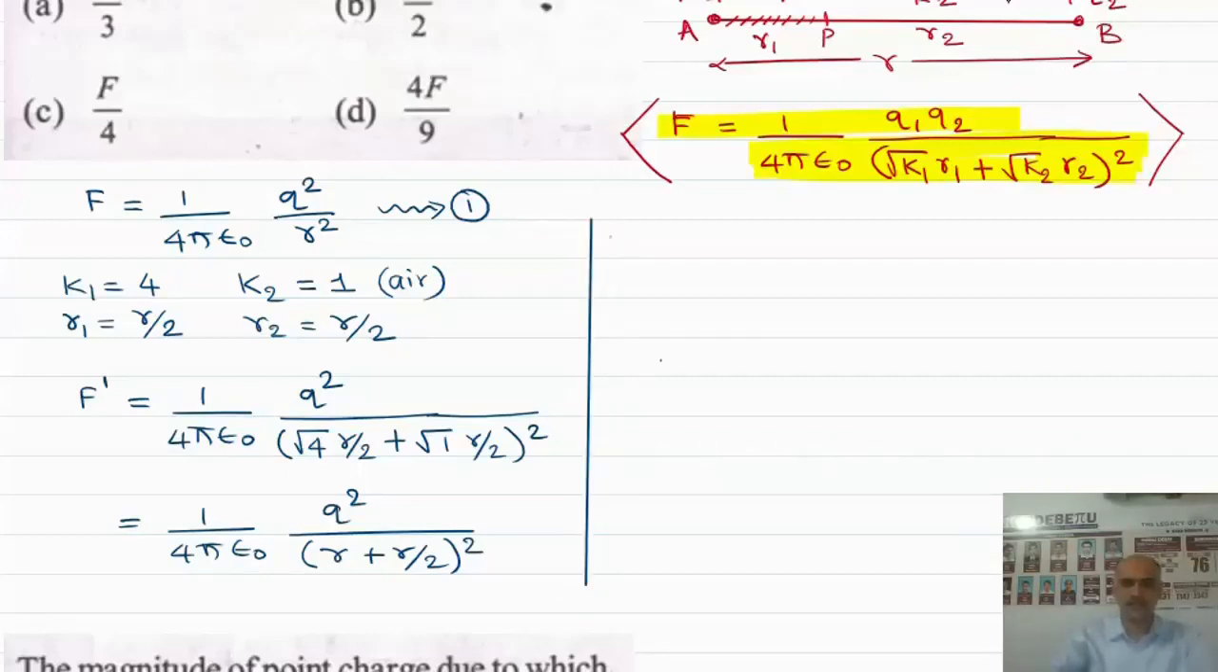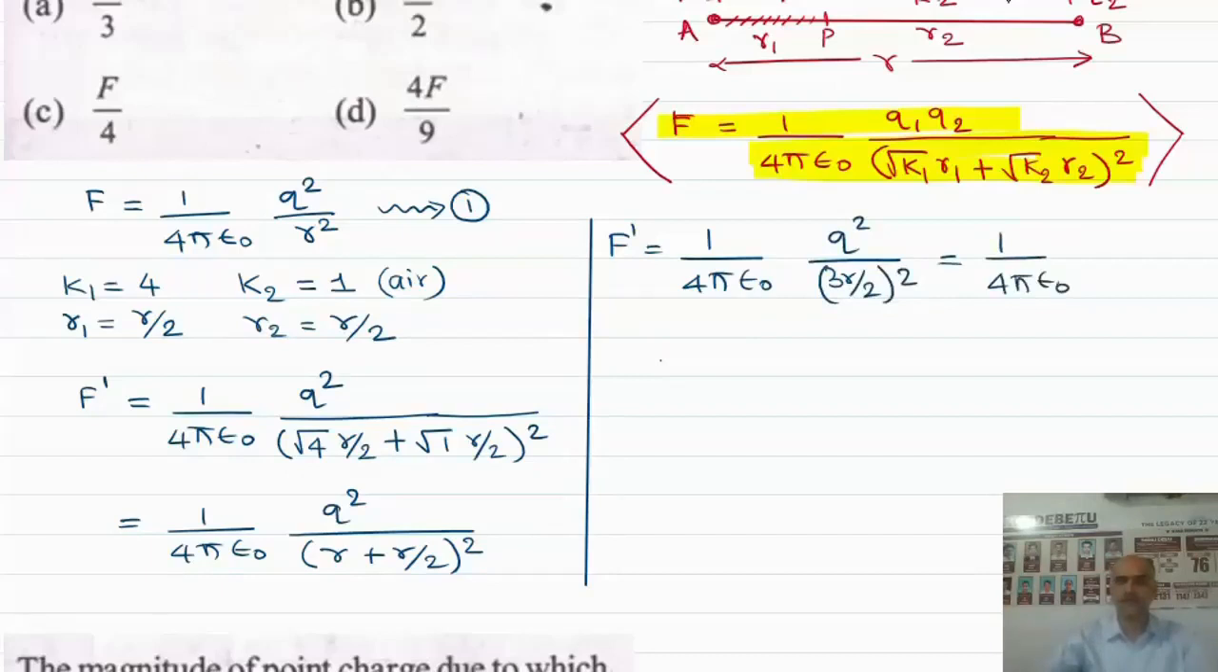I take f dash is equal to 1 by 4 pi epsilon naught q square. So LCM together, r plus r by 2 will be 3r by 2. So 3r by 2 bracket square. So you will have 1 by 4 pi epsilon naught. Simplify, 4 comes on top, below 3 square q square, below 9 comes, 3 square is 9, divided by r square. So this is equal to 4 by 9 into 1 by 4 pi epsilon naught q square by r square.